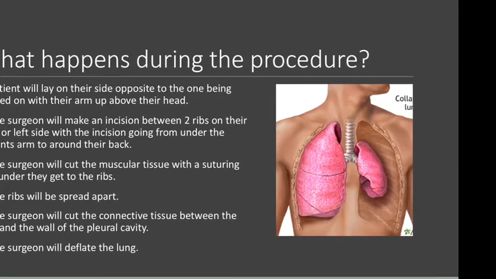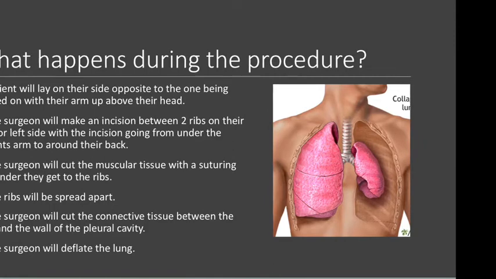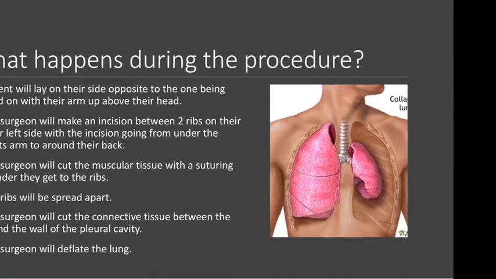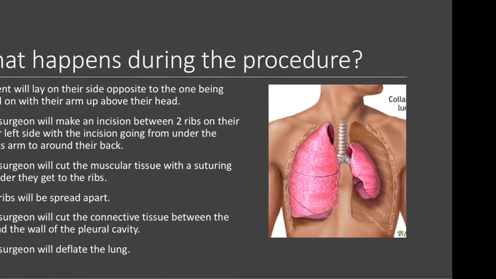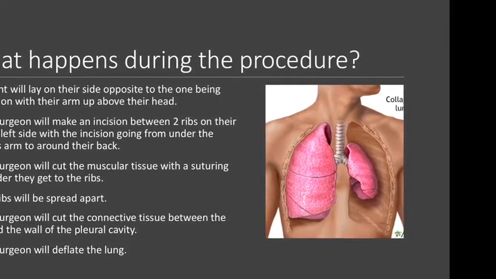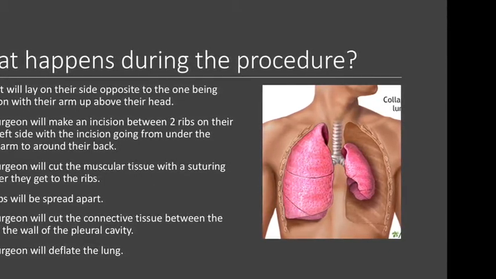Number 3, the surgeon will then proceed to cut into the muscular tissue until they get to the ribs, usually doing so with a suture tool that will help them with the bleeding. Number 4, once they get to the ribs, they will spread the two apart, maybe in some cases take a small part of the rib out to make the removal of the lung easier. In other cases, the surgeon does not need to spread the ribs apart very much.